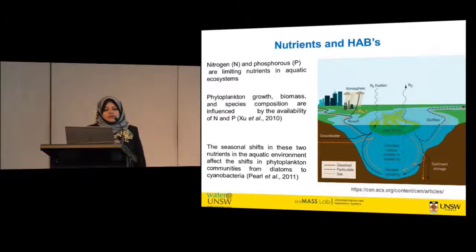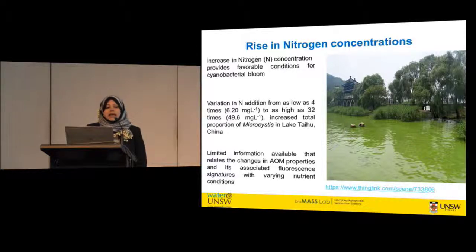As we know, nitrogen and phosphorus are mainly the limiting nutrients in aquatic ecosystems, and eutrophication leads to these HABs, and particularly the cyanoHABs. It has been shown that phytoplankton growth biomass and species composition are mainly influenced by the availability of these nutrients. These shifts in the aquatic environment also shift the phytoplankton from diatoms to cyanobacteria. We wanted to focus more on nitrogen concentrations, which provide favorable conditions for cyanobacterial blooms.